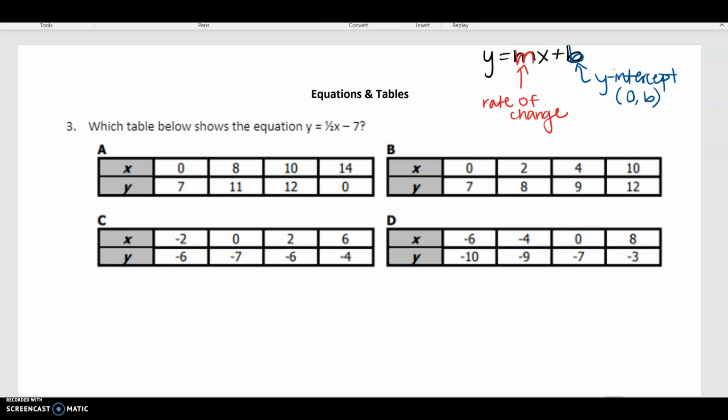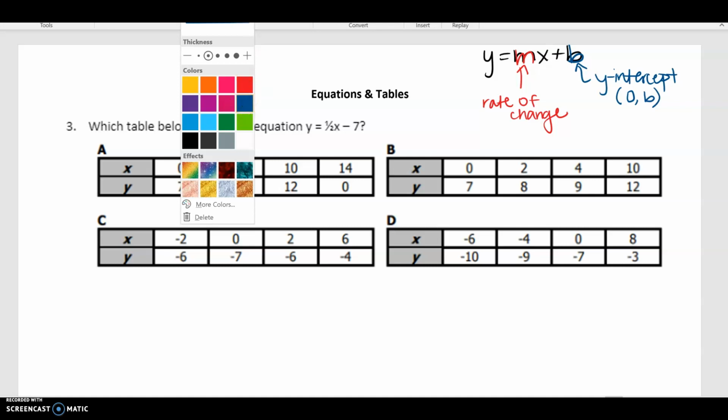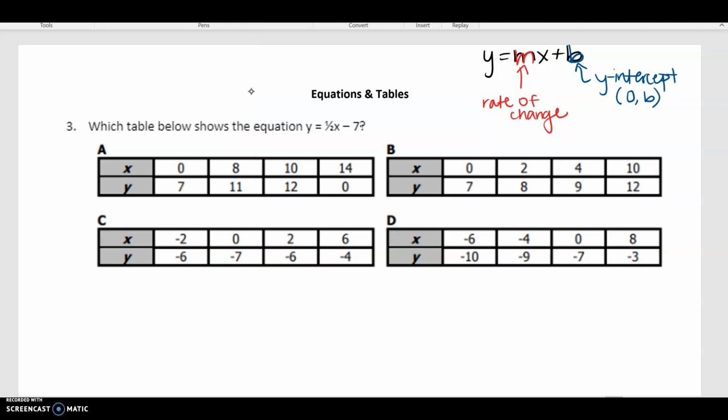So in this equation here, it has the equation y equals 1/2 x minus 7. So I'm going to look here, and this minus 7 is my y-intercept. So that means that the table should be going through 0, -7, okay? So here, 0, 7, well, that is not true. It needs to be -7. 0, -7, that looks good. 0, 7 does not. 0, -7 looks good. All right, so we are already down to either C or D, okay?